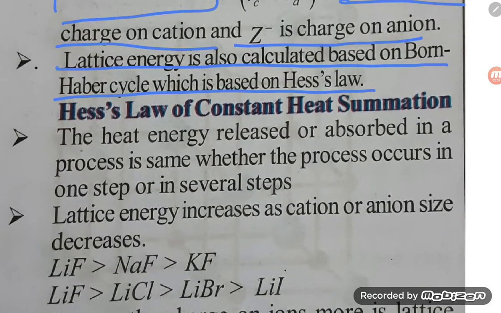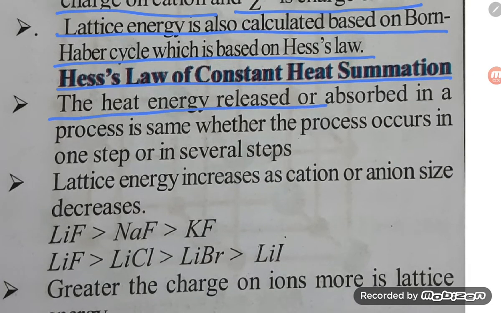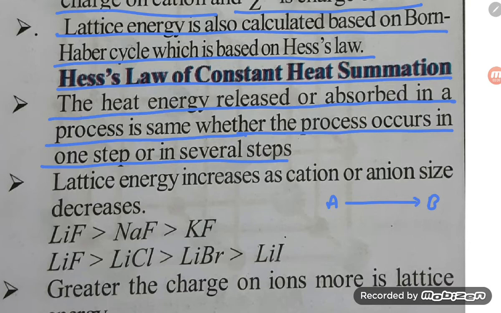So what is Hess law? Let us read out the Hess law, the law of constant heat summation. The heat energy released or absorbed in a process is the same whether the process occurs in one step or in several steps. What is the meaning? A forming B directly, or A forming C, then D, and then forming B. So the energy will be the same.